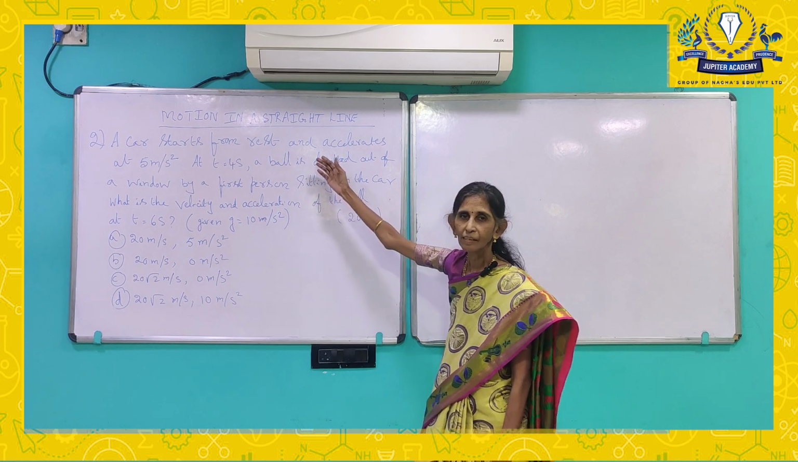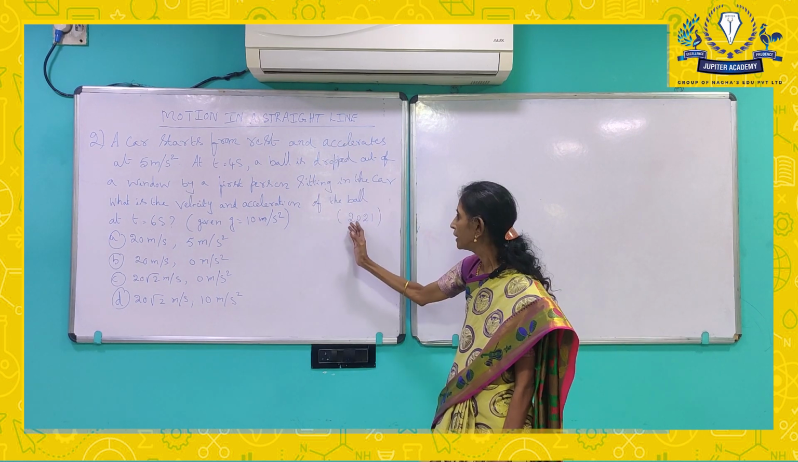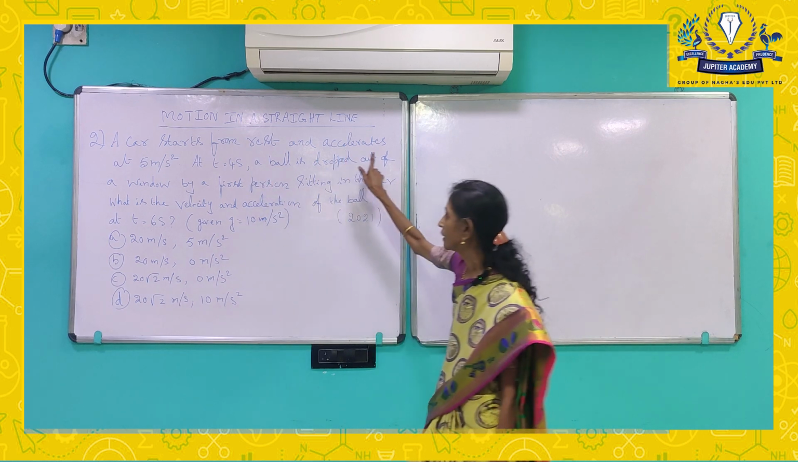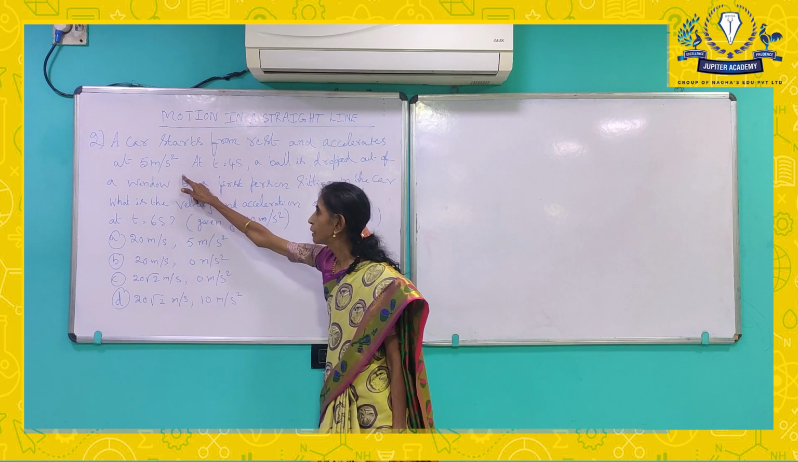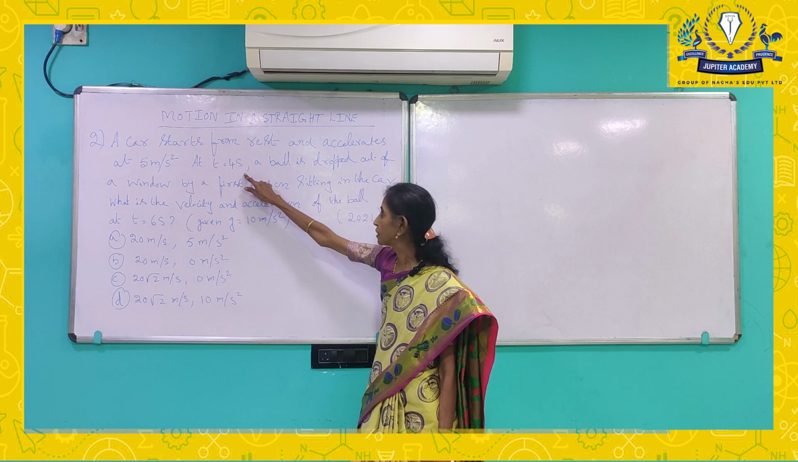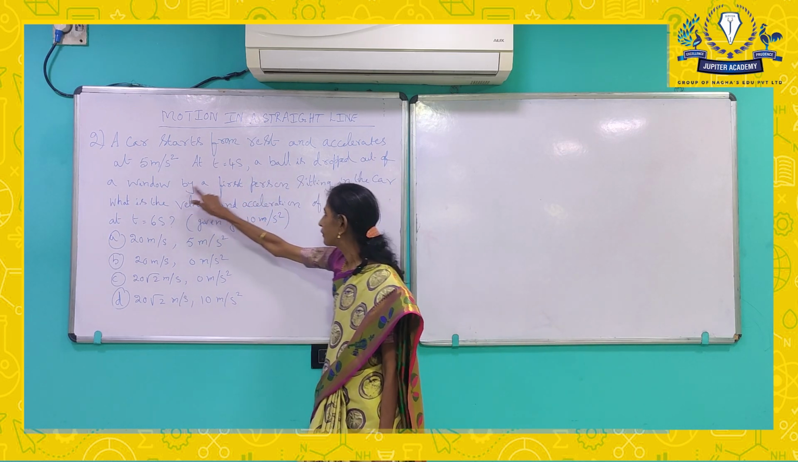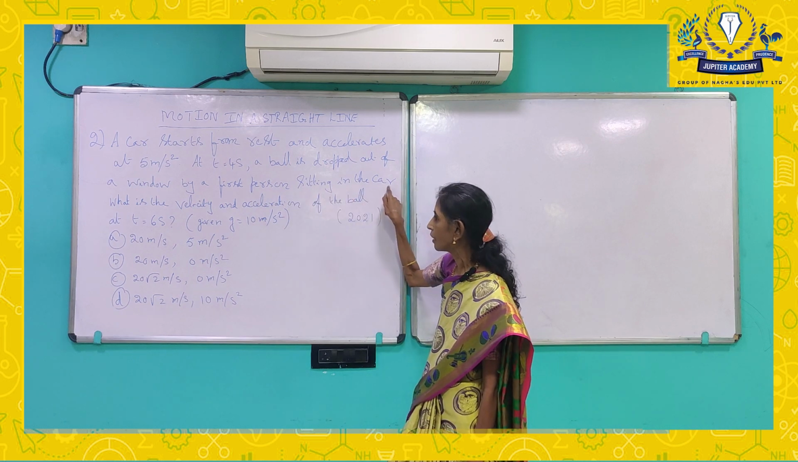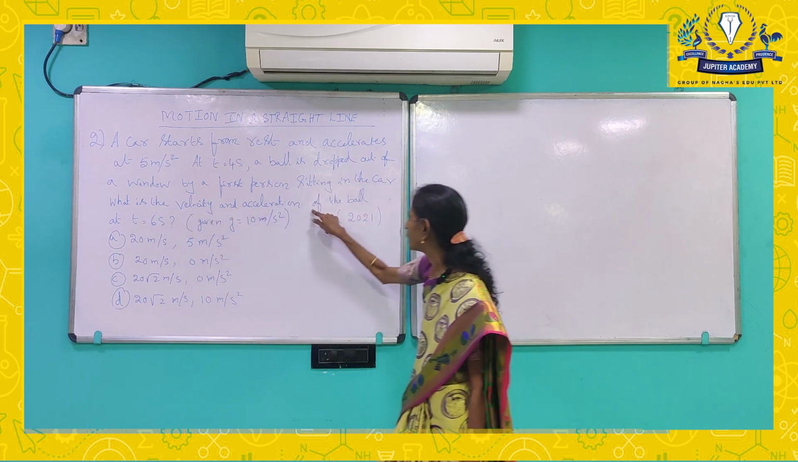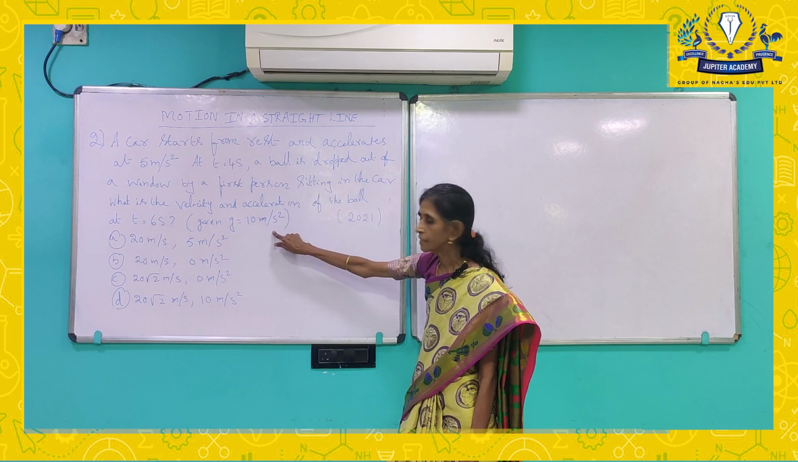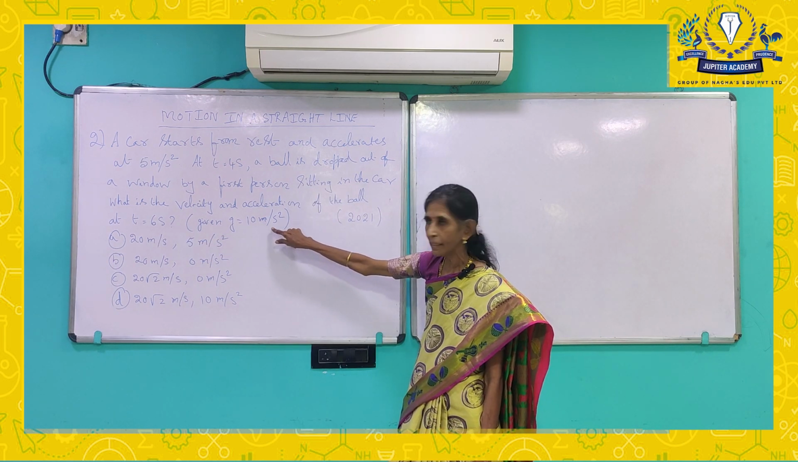Today let us see motion in a straight line, NEET 2021 problem. A car starts from rest and accelerates at 5 meter per second square. At t equal to 4 seconds, a ball is dropped out of the window by a person sitting in the car. What is the velocity and acceleration of the ball at time 6 seconds? What is given is g equal to 10 m/s square.